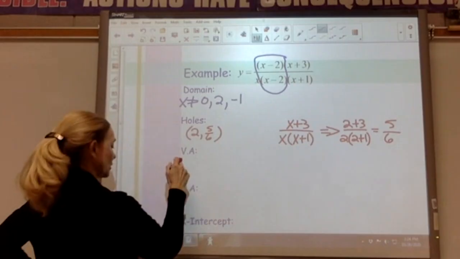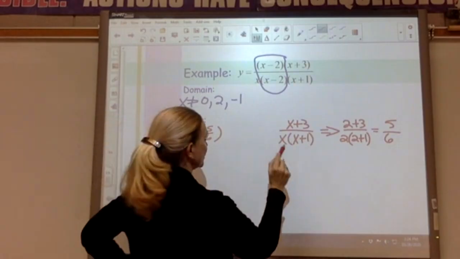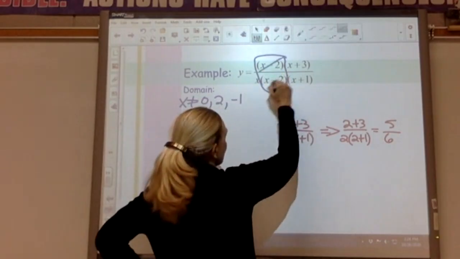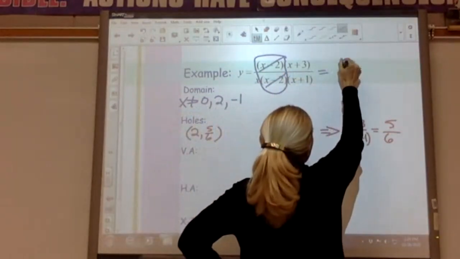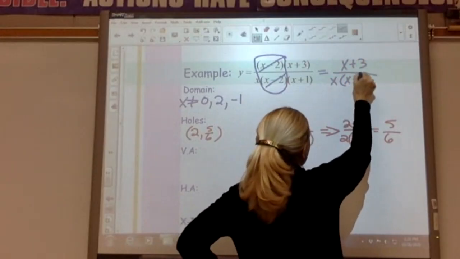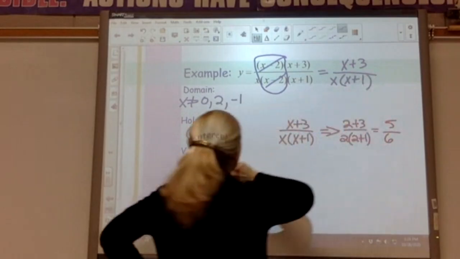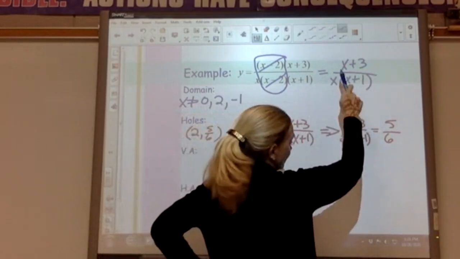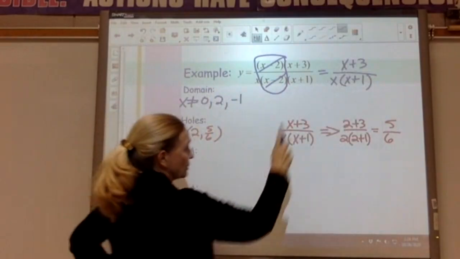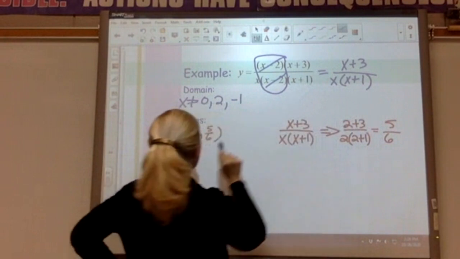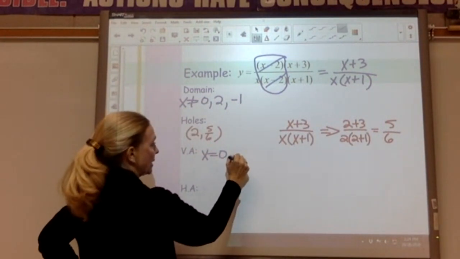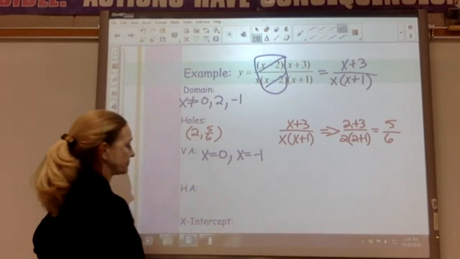Right? And vertical asymptote. For the vertical asymptote, I use this, so I'm going to cancel this. And so now this is going to equal x plus 3 over x times x plus 1. All right? So to find the vertical asymptotes, this is what I use. Really, I use this for everything else. I've already found my domain and my holes. Everything else comes from the reduced fraction. So the vertical asymptotes are going to be x equals 0 and x equals negative 1.